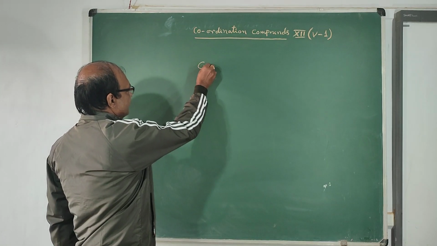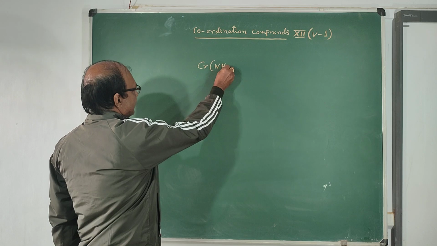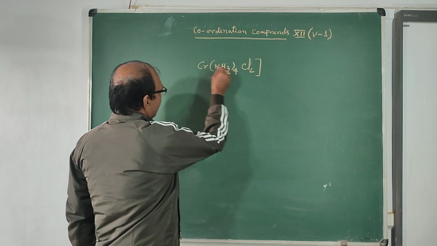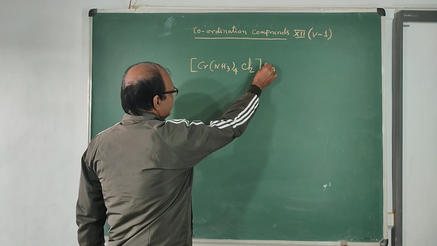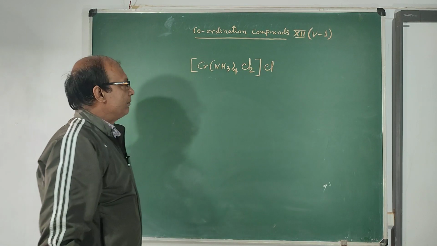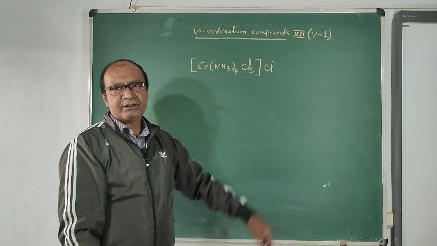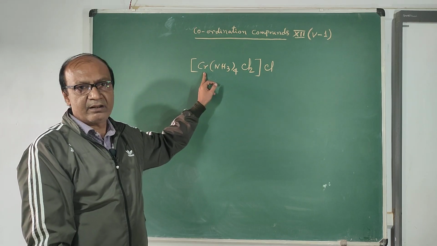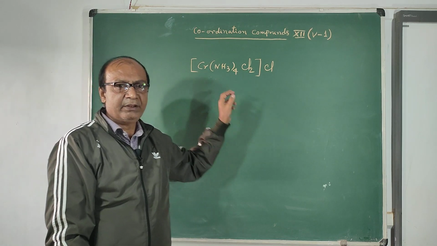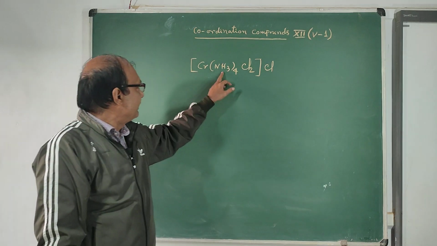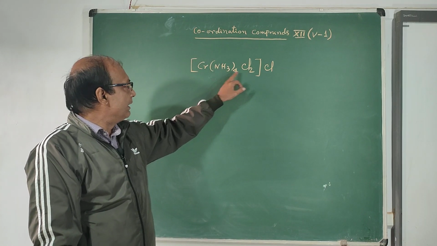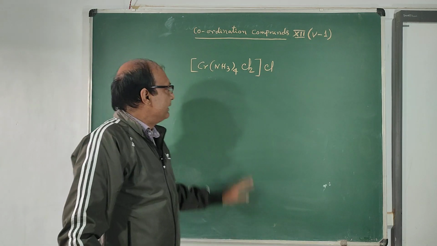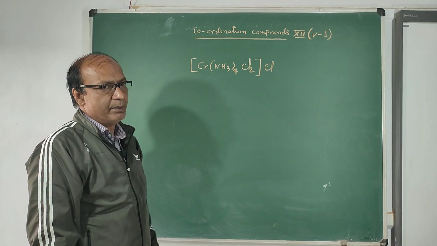This is an example of coordination compounds. Here, [Cr(NH3)4Cl2]Cl. Look at this coordination compound. If you look at the coordination compound, there is a coordination sphere. Within this coordination sphere, there is a central metal atom. This can be an atom or ion. There are 4 molecules of ammonia, 2 chlorine, and outside there is a chlorine. This compound is a coordination compound.